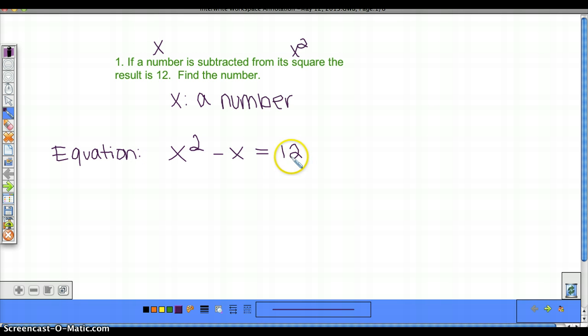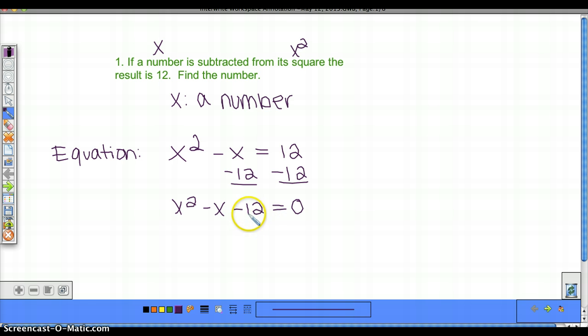Our rule for solving is to get everything on one side. We want this set equal to 0, so what we're going to do is subtract the 12 over like we've done before. And we have x squared minus x minus 12 equals 0. Now it's set up to factor.